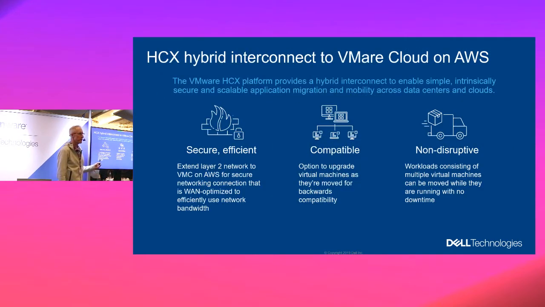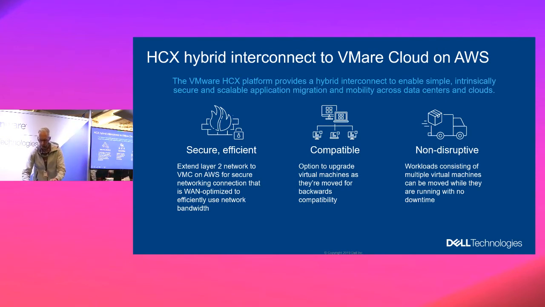We're going to talk specifically about HCX. HCX is the technology that allows you to non-disruptively move workloads between your private cloud and VMC on AWS. What's cool is it extends your layer 2 network, so you don't have to re-IP your workloads. You can actually just drag and drop your workloads without having to change the IP addresses. And it also is compatible: if you've got an older version of vSphere and you're concerned that it's not compatible with what's running on VMC and AWS, it will automatically upgrade your VMs as it moves them. And it does this all in a non-disruptive fashion. So I'm going to show you what that interface looks like.